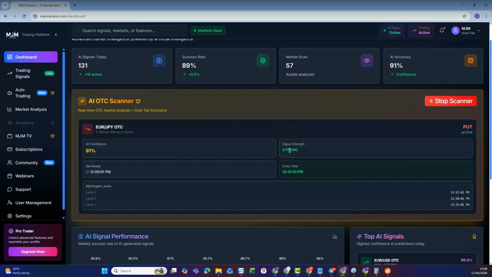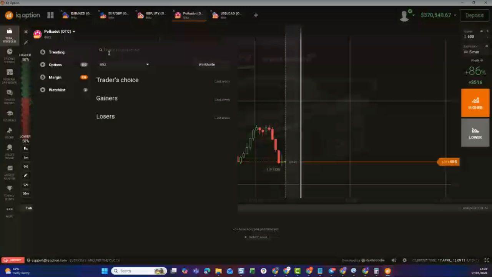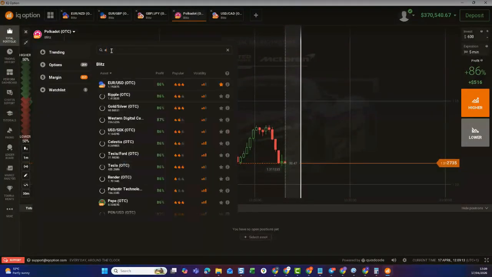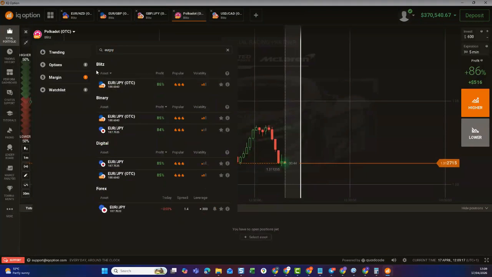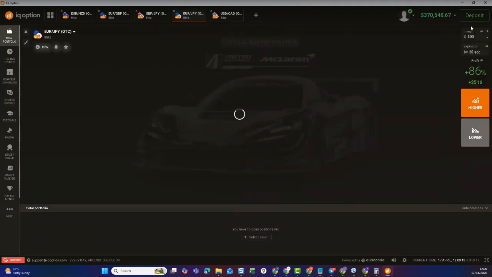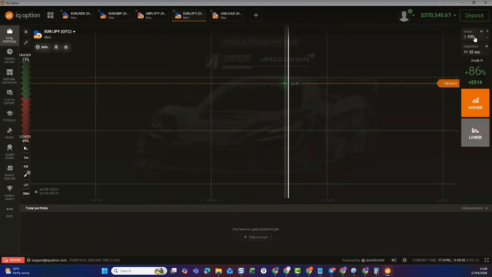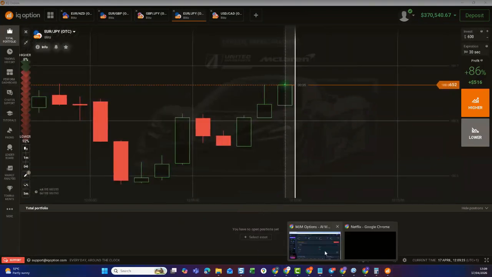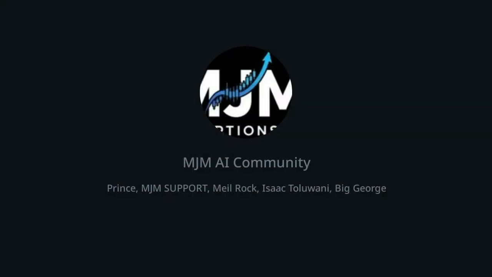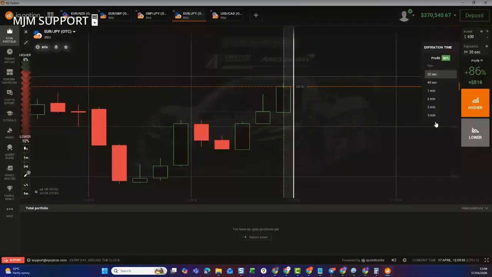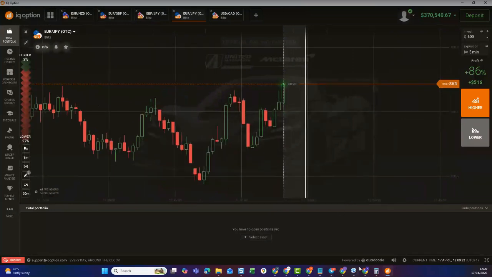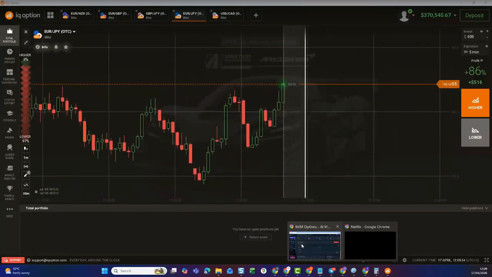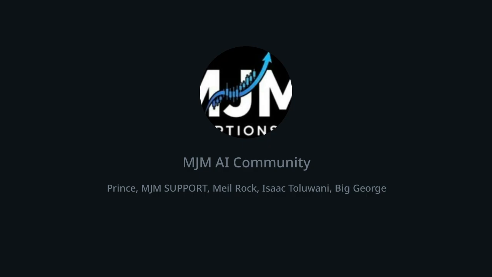So what pair is this? EURJPY, Euro JPY. So we come here and we search EURJPY. Make sure it is under Blitz. Click. I've already set my risk to 600, so I know I always start with 600. The next thing here is the 5 minute standard signal, so I change it to 5 minutes. I know this trade is running for 5 minutes.